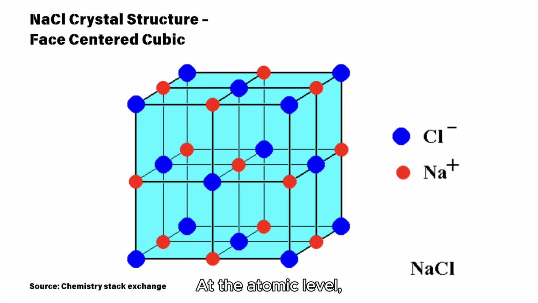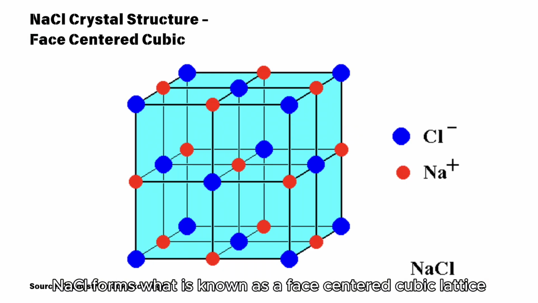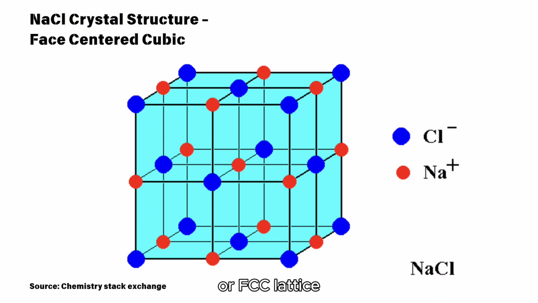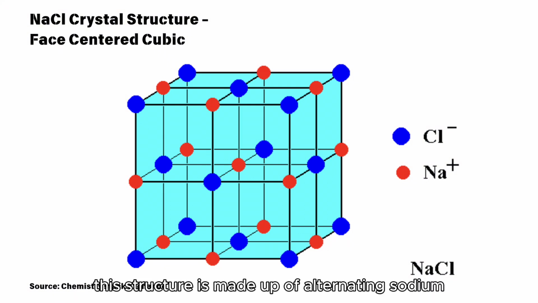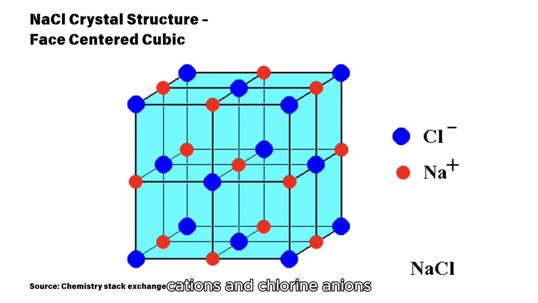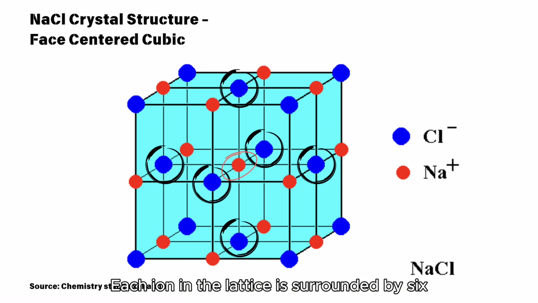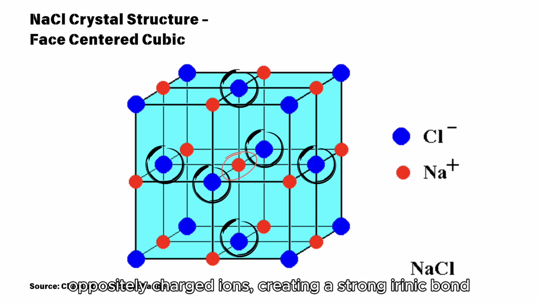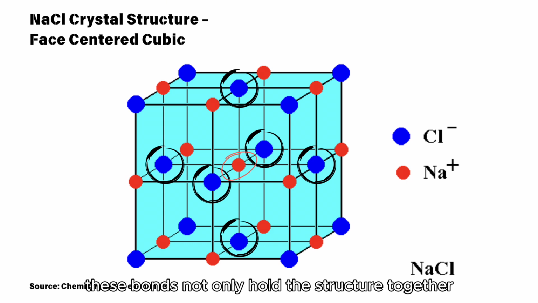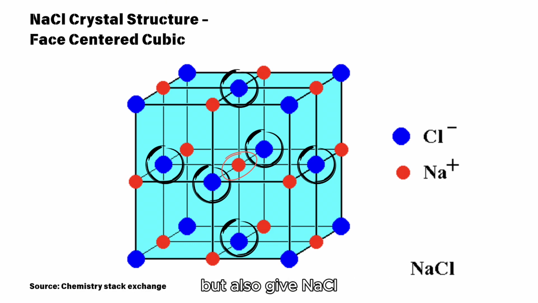At the atomic level, NaCl forms what is known as a face-centered cubic lattice, or FCC lattice. This structure is made up of alternating sodium cations and chlorine anions, arranged in a highly ordered three-dimensional grid. Each ion in the lattice is surrounded by 6 oppositely charged ions, creating a strong ionic bond. These bonds not only hold the structure together, but also give NaCl its stability and unique properties.